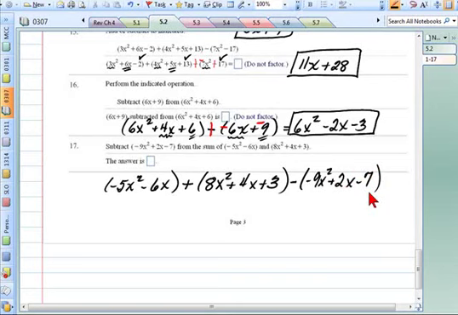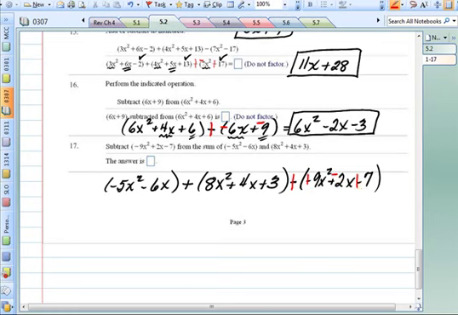And I can't make it all show up at once. There it is. I don't worry about the signs in the first one because it's preceded by a positive. I don't worry about the signs in the second because it's preceded by a positive. But what about the last one? I need to change all these signs. This will become positive. This will be a plus 9x squared, a minus 2x, and a plus 7.